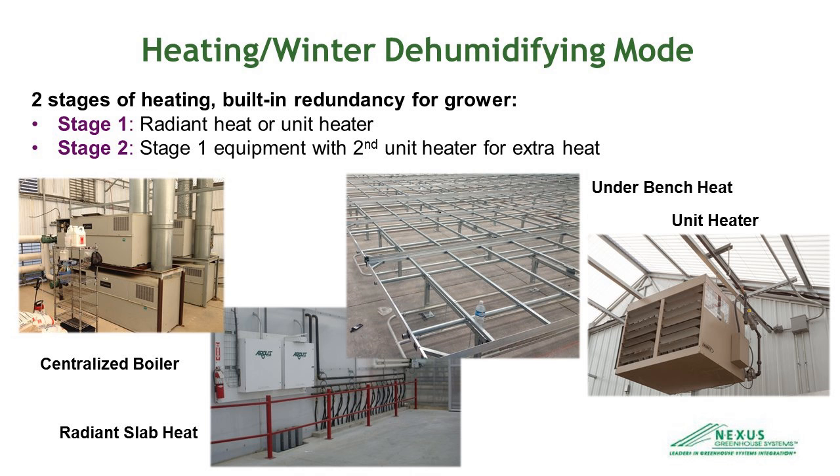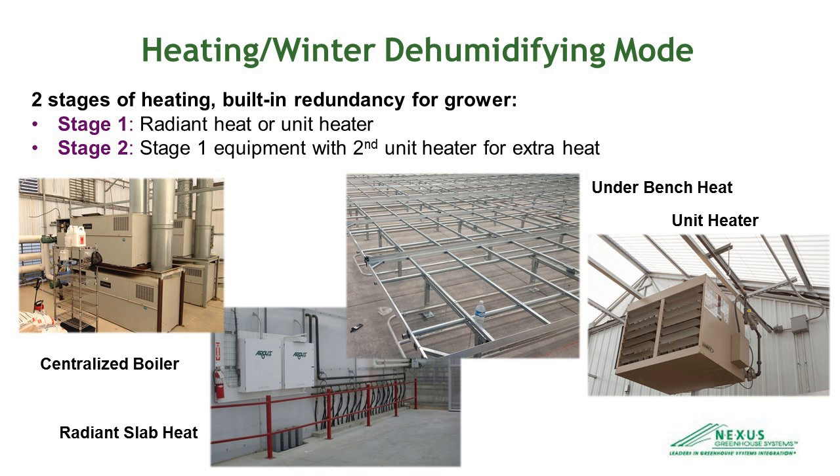Oftentimes that first stage of heating will be a unit heater, but if you're a larger facility, you'll more commonly have a centralized boiler system or a radiant heat system installed inside the greenhouse because it has higher efficiency. That's always the first means of heating. That's why it's stage 1, because it's the highest efficiency, and it's kind of what we consider your base load heating. Stage 2, most typically the second unit heater if you're a smaller operator, or a unit heater in conjunction with your radiant heat system inside the greenhouse if you're a larger operator.